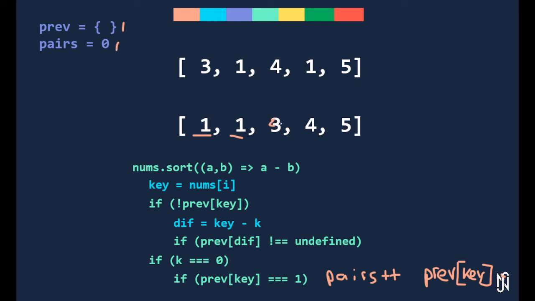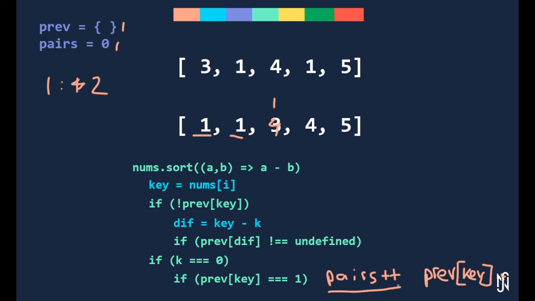But let's say this 3 right here is also another 1. On this previous pass through, we increased our pairs by 1, but we also increased the value of the key by 1. So now inside this object, the value of 1 was increased from 1 to 2 because we have come across 2 instances of the value 1. So if k is equal to 0, we still want to check if the key is equal to 1. If it's equal to 2, then we don't want to increase the pairs because we only want unique pairs. We only want unique pairs for this problem.